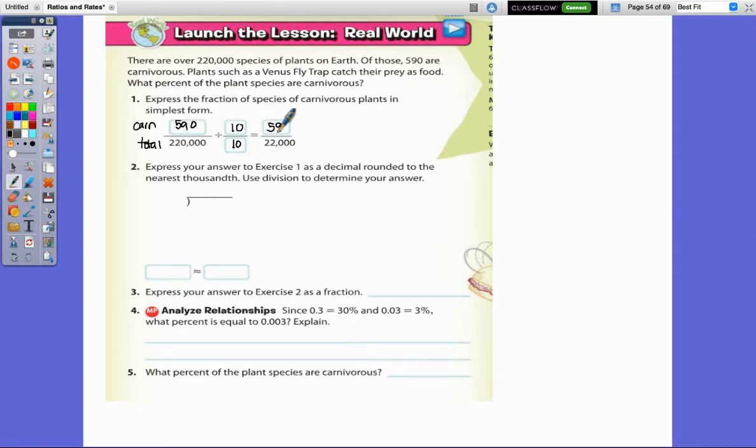In order to do that, we need to divide using long division. The numerator goes on the inside and the denominator goes on the outside. And wow, that's a huge number, so we know we're going to have to be adding several zeros there. First thing I'm going to do is add those zeros, and I am going to ask, how many times does 22 go into 59? Well, it doesn't go here. It doesn't go here. So I'm going to put my 2 zeros.